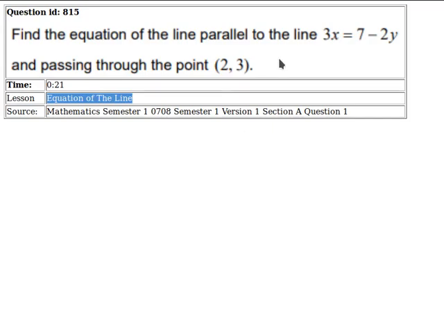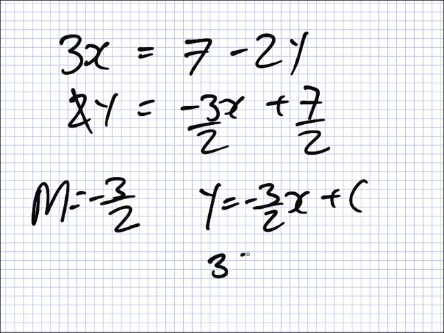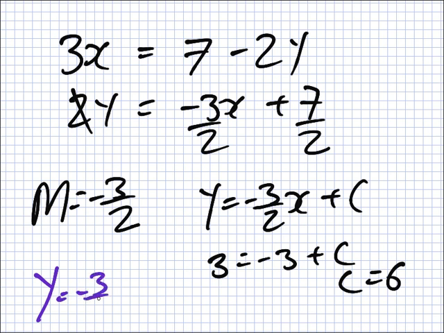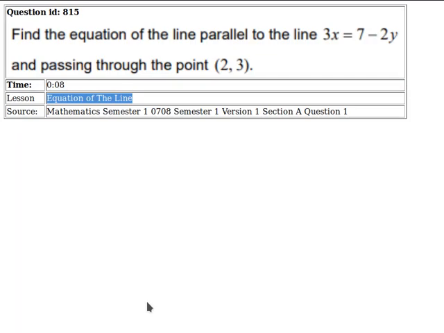What point do we use? 2, 3. So 3 equals minus 3 plus c. So c is 6. And the answer is y equals minus 3 over 2 x plus 6. Now, do they specify any form they want it in? No. So we can leave it like this, right?